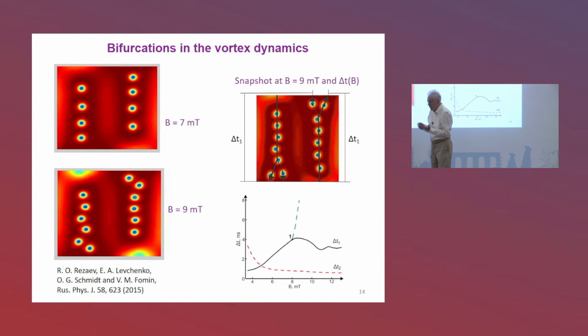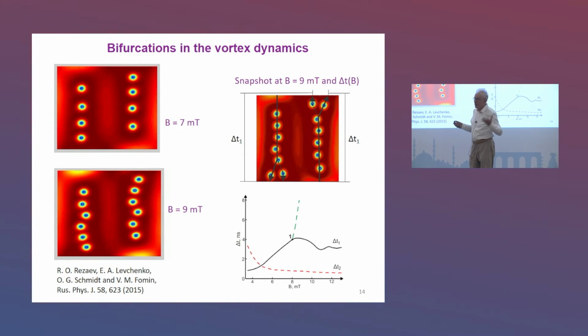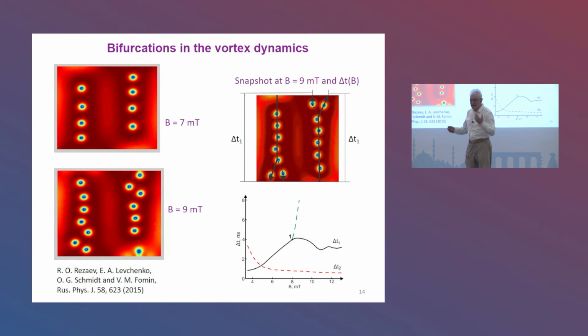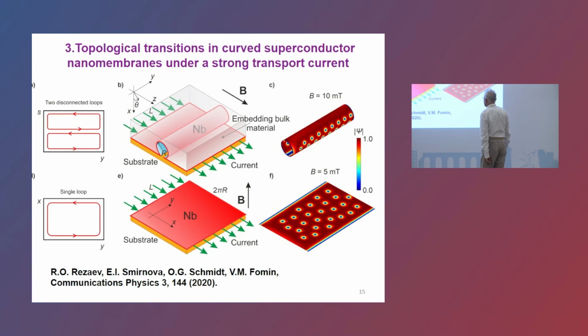So bifurcation allows us to accommodate such a number of vortices which cannot be divided by the number of vortices in one chain. So this transition is easily realized by bifurcation. Please, next slide.